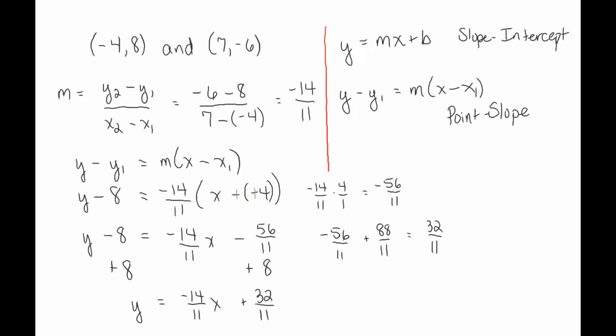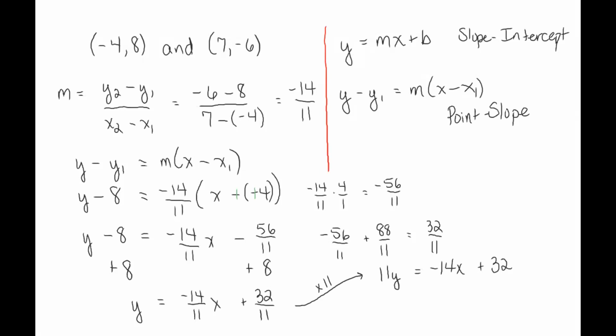If they ask for standard form, did you run into any like that yet? I didn't know. Okay, if they do ask for standard form, you need to clear the fractions and then put the x and y on one side. So I'm just going to show you what that looks like in case you run into some of those in the next few problems. So I'm going to multiply everything by 11 because that will get rid of my fractions, right? And I'll have 11y equals -14x plus 32.